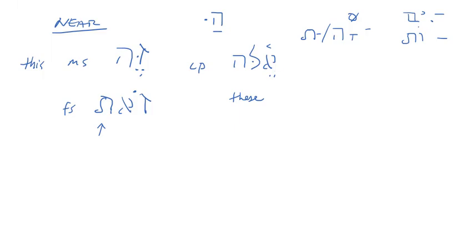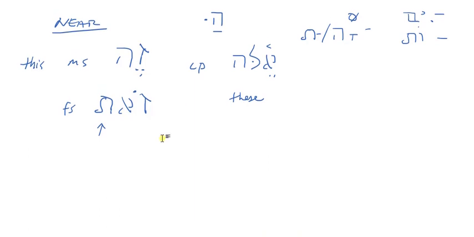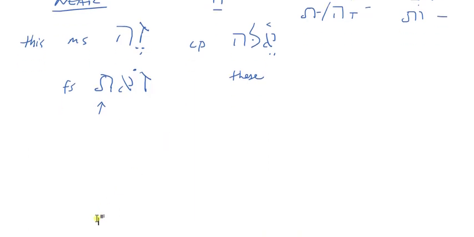What does anarthrous mean? No article. Anarthrous. No article. Okay, good. So those are the near demonstratives. What are the far demonstratives? That. How do I do those?